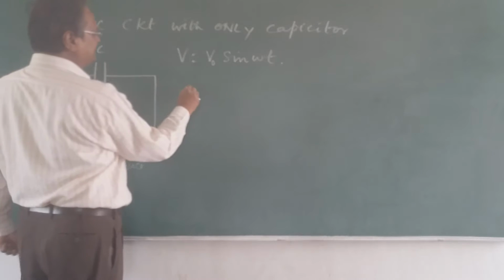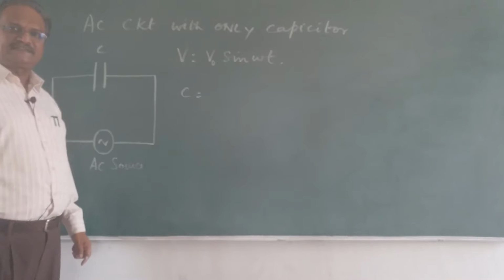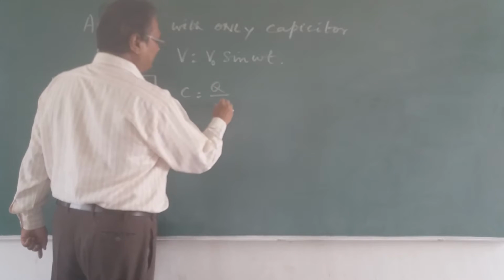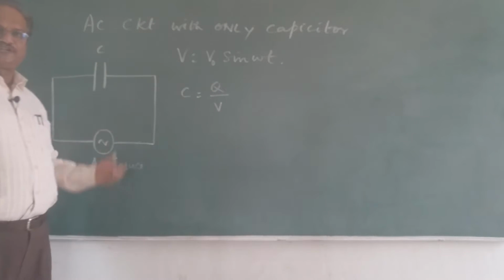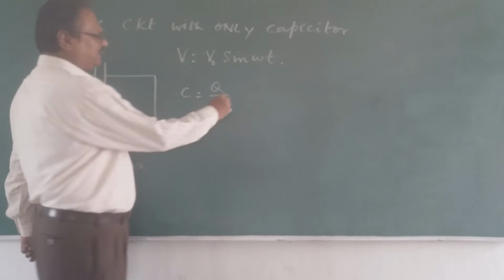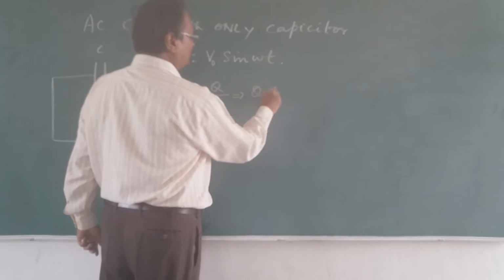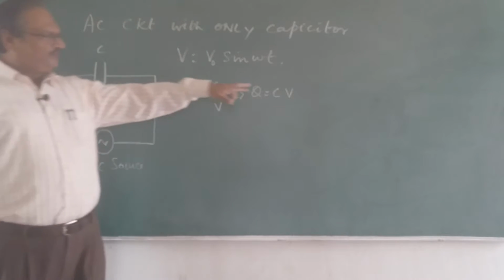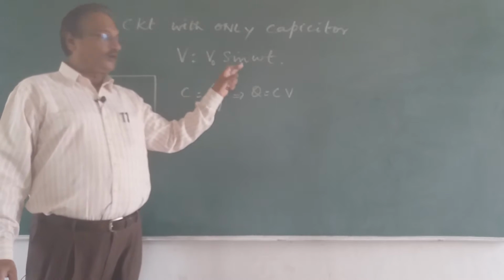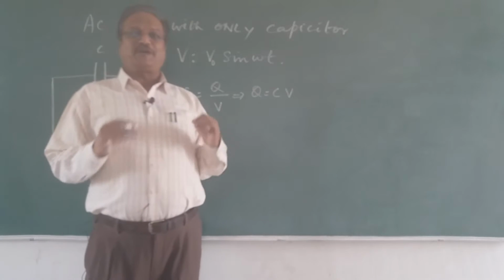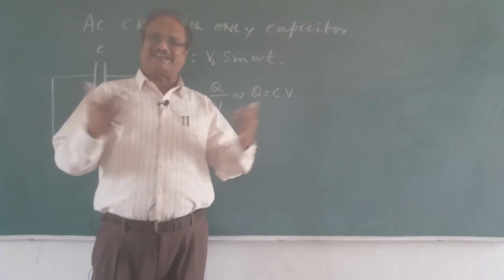Now what is capacitance? How do we define capacitance? Capacitance is charge stored with the help of a particular potential difference, Q upon V. From this we can say that Q is equal to C into V. We know V here, but what about Q? We are not concerned with the Q. We are more concerned with the current.